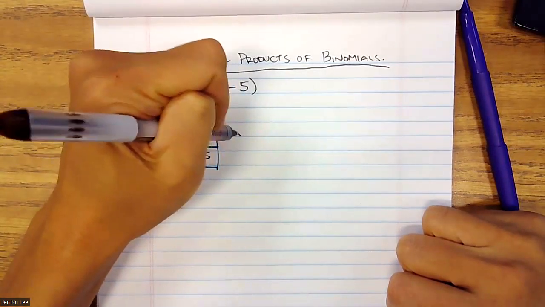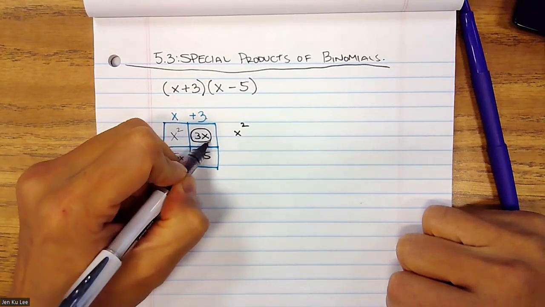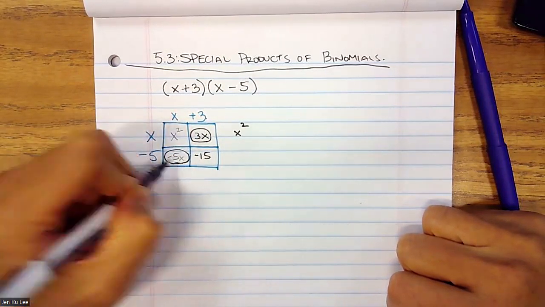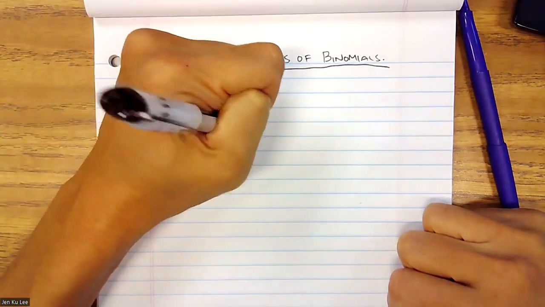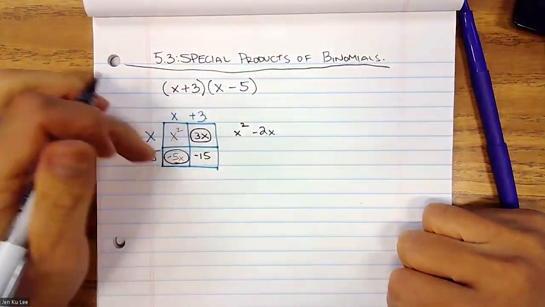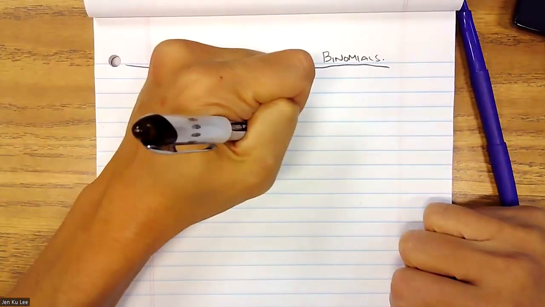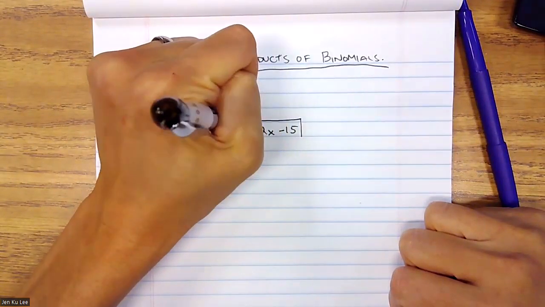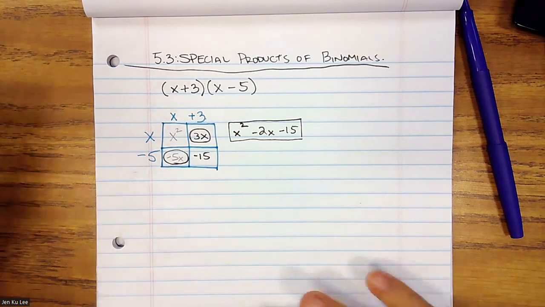So when we multiply this, we gather in the like terms, and your like terms will always occur in this box and in this box, okay? The 3x and the negative 5x, so that's minus 2x. If you add them up, 3 minus 5 is negative 2, and then minus 15, right? So then that's the box method.